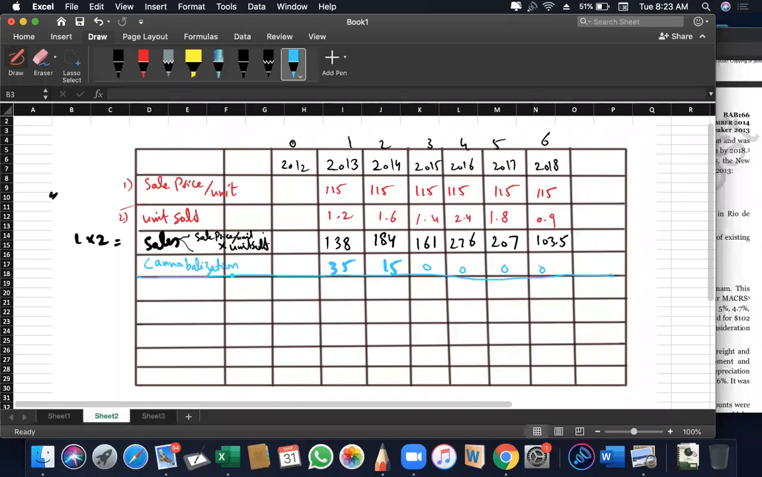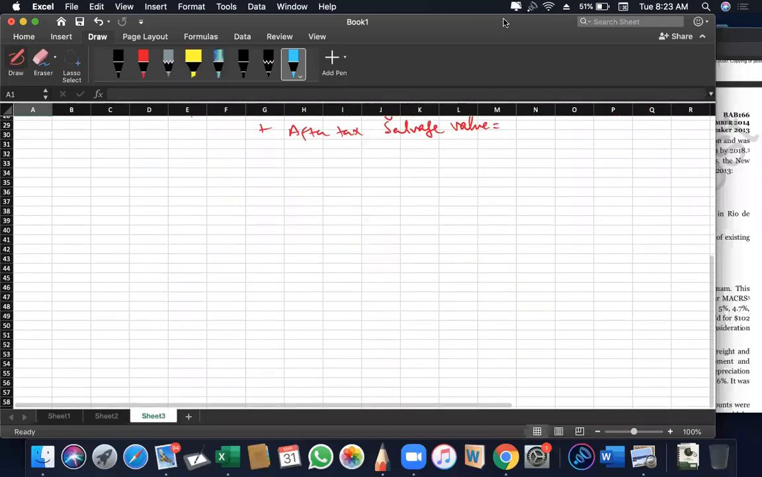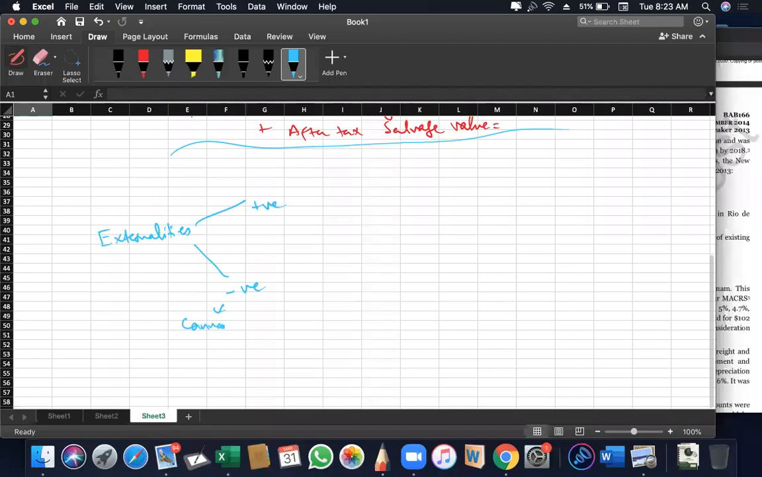Now what is this thing? Let me illustrate it. Now there are two types of externalities. Externalities means abnormalities. So one is positive and the other one is negative. It is known as cannibalization.